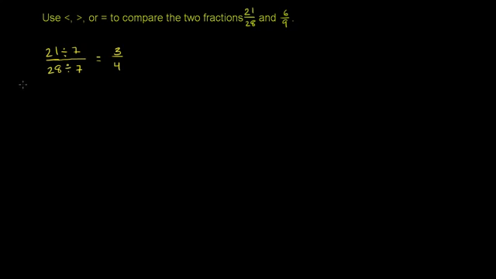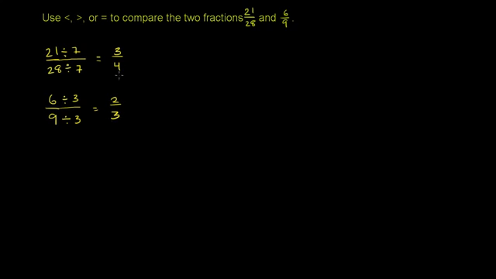Let's do the same thing for 6/9. 6 and 9 are both divisible by 3. So let's divide both of them by 3 so we can simplify this fraction. 6 divided by 3 is 2, and 9 divided by 3 is 3. So 21 over 28 is 3/4. They're the exact same fraction, just written in a different way. This is the more simplified version. And 6/9 is the exact same fraction as 2/3.